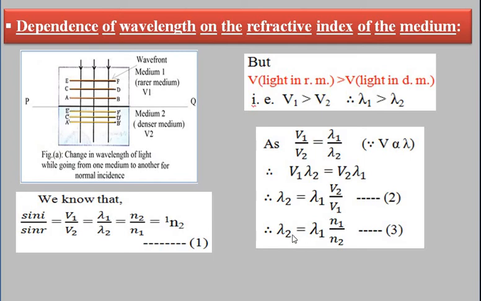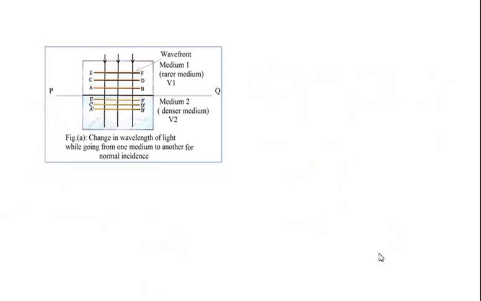Therefore, lambda 2 is equal to lambda 1 into n1 divided by n2, as v1 upon v2 is equal to n2 upon n1. So v2 upon v1 is equal to n1 divided by n2, which means we have replaced the velocity by refractive index. Lambda 2 is equal to lambda 1 into n1 divided by n2. Suppose this is equation 3.